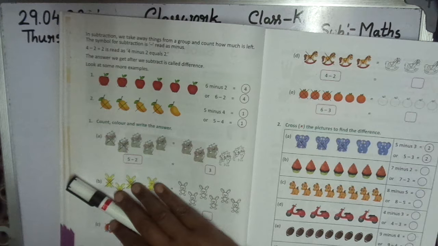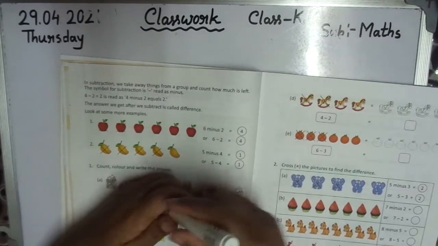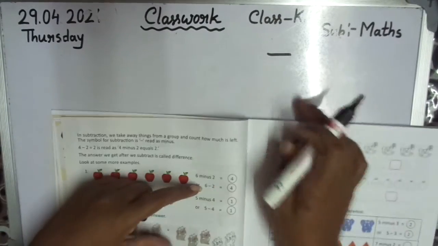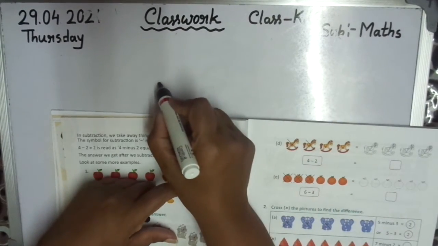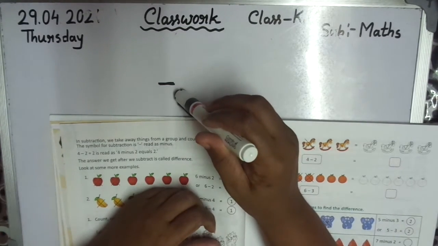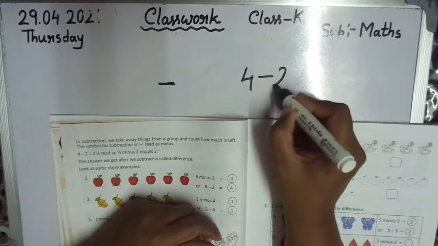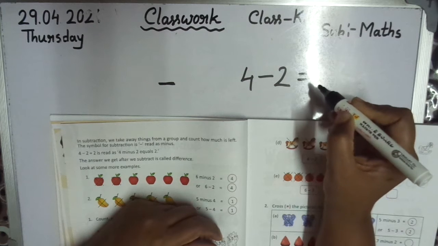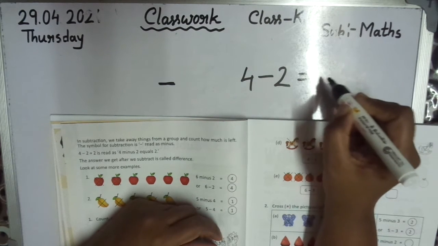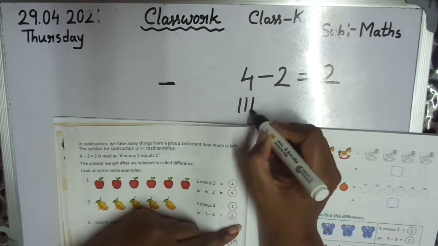The symbol for subtraction is the subtraction sign, the minus sign. So 4 minus 2, answer 2. 1, 2, 3, 4.